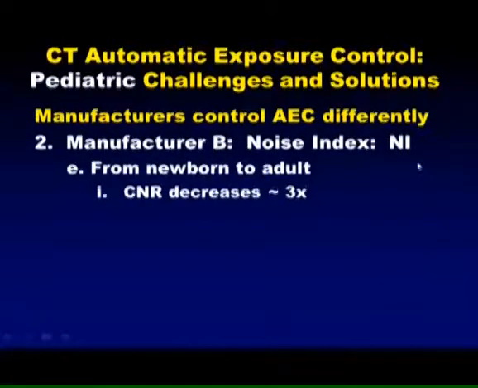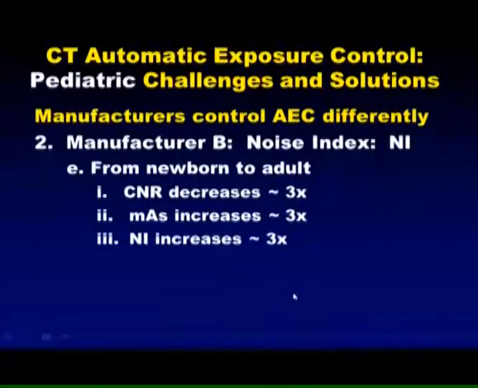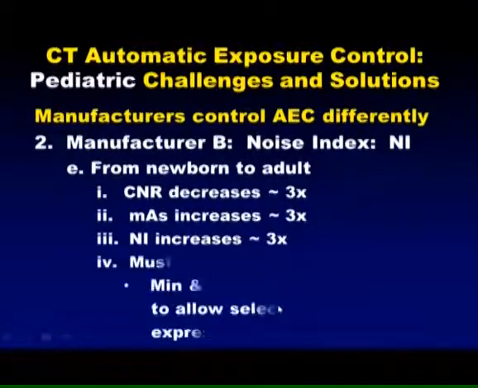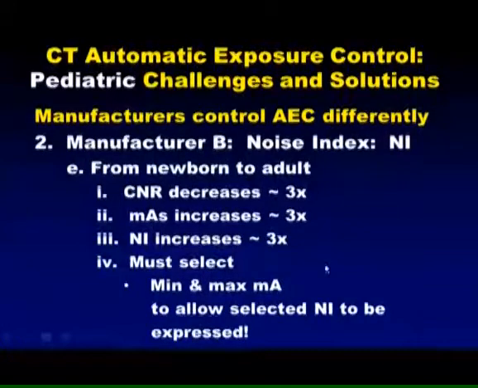So when you have a standard noise index type system, we want the contrast to noise ratio to decrease by a factor of 3 as we go from a newborn to adult. We want the mAs to increase by a factor of 3, and that, of course, means my noise index is going to increase by a factor of 3. And I've got to be careful about selecting the minimum and maximum mA.